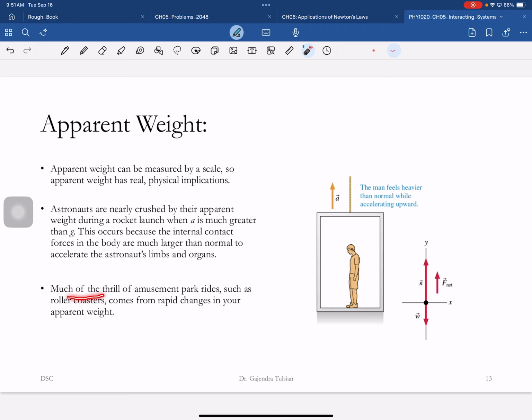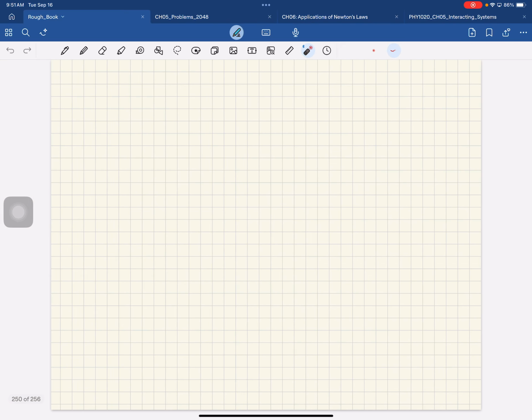Much of the thrill of amusement park rides, such as roller coasters, comes from rapid changes in your apparent weight. This force that the seat on your roller coaster pushes you up with changes rapidly. Let me show you how that changes. So here's a roller coaster, let's say.